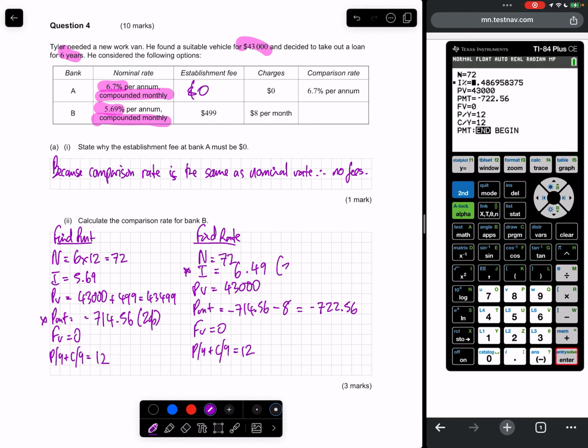6.49 to 2 decimal points. Therefore, Bank B comparison rate is 6.49% per annum.